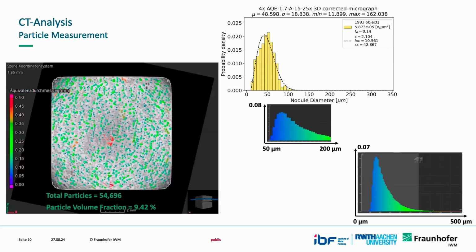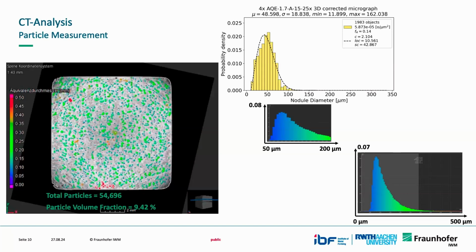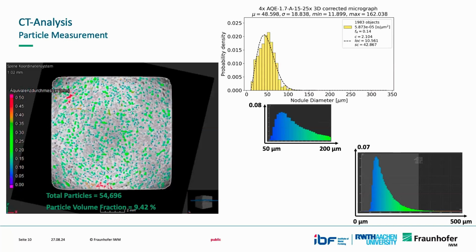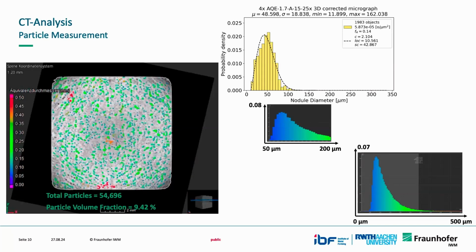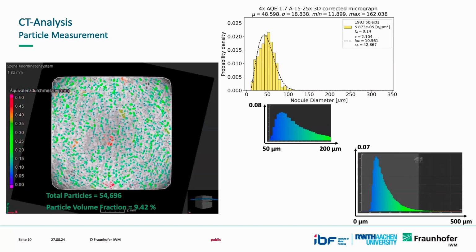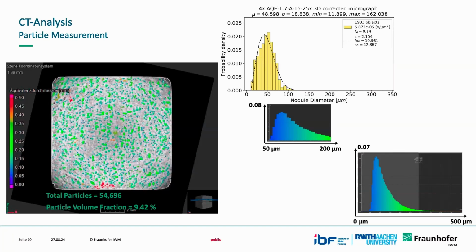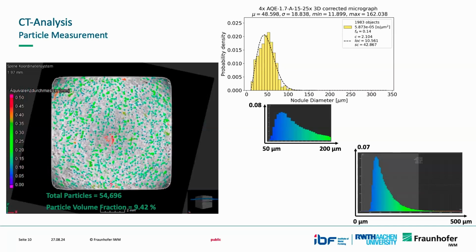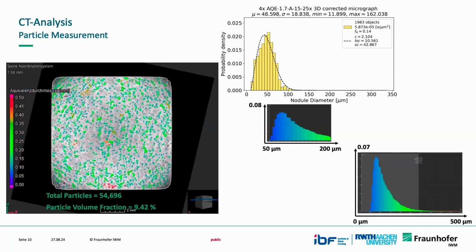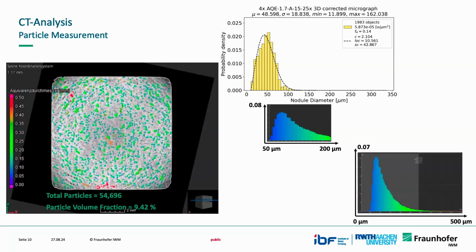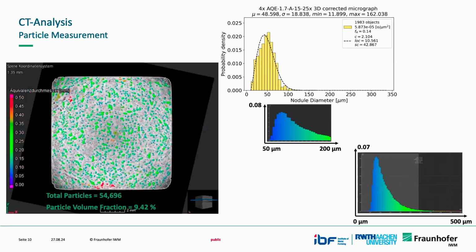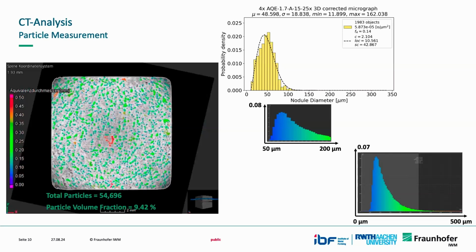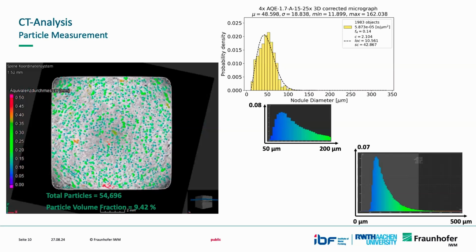And the question now is, how is the distribution function of the particle diameter of the scan compared to what we did with the 3D corrected micrograph? And I apologize a little bit for the layout here. These are very, very recent results, but I think you'll get the idea. So we have the distribution function of the particle size here for one example. And you can see here that I tried to align this. So we have 50 micrometers here and 200 micrometers here.